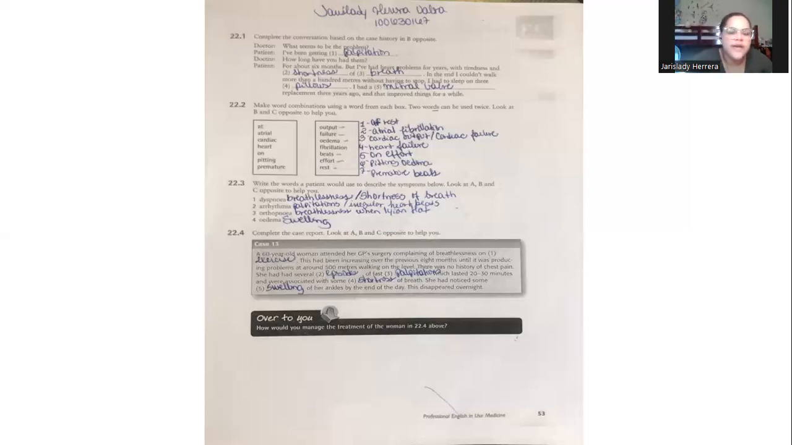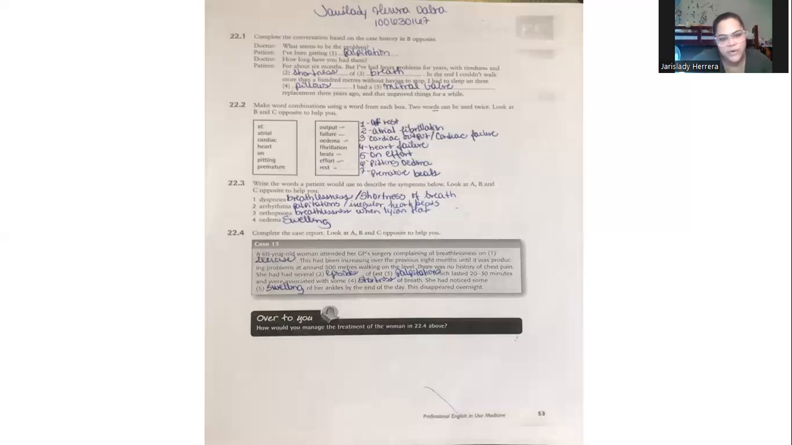Point 3. Write the words a patient would use to describe the symptoms below. 1. Dysmenorrhea. Breathlessness, shortness of breath, arrhythmia, palpitation, irregular heartbeats. 3. Orthopnea, breathless while lying flat, edema, swelling.